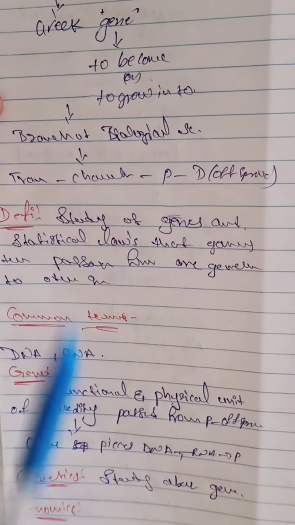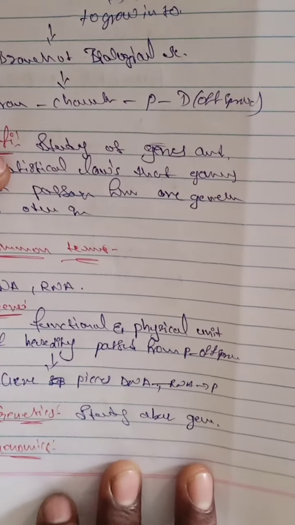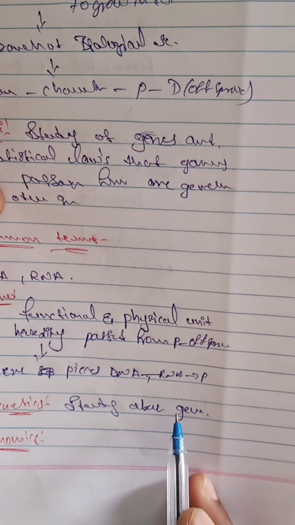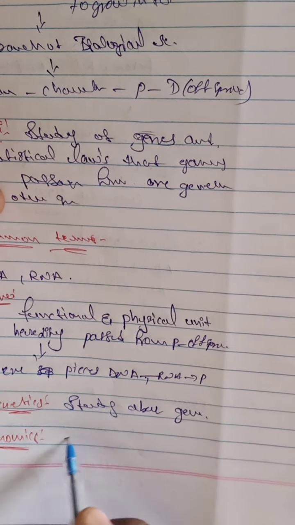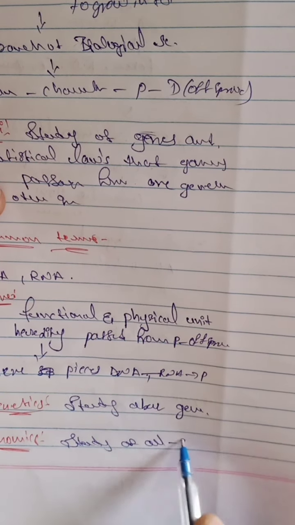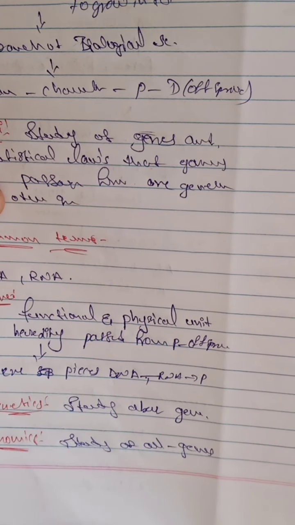Genomics. What is genomics? Genomics is a relatively new term. It describes the study of all of a person's genes.